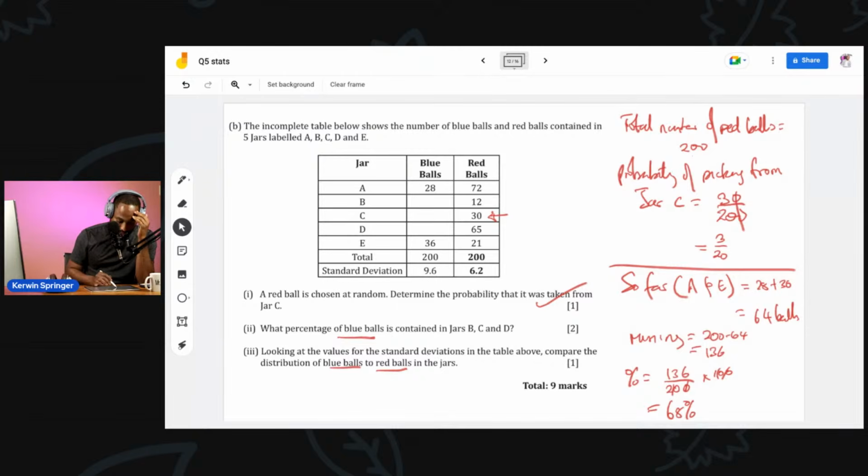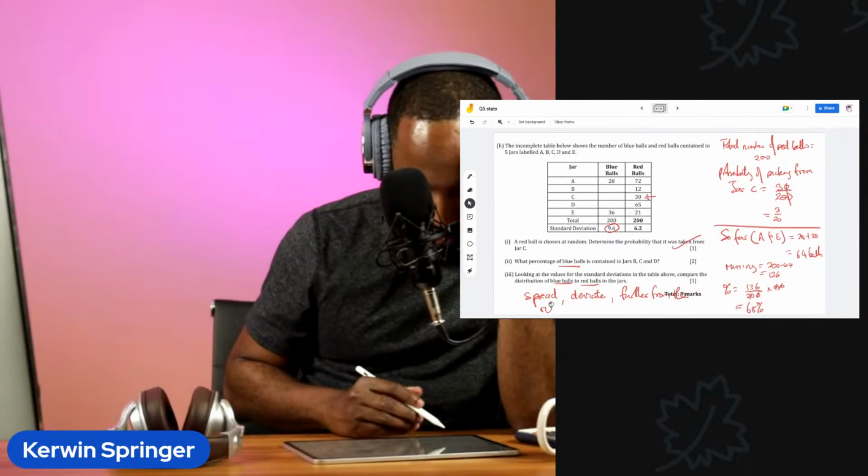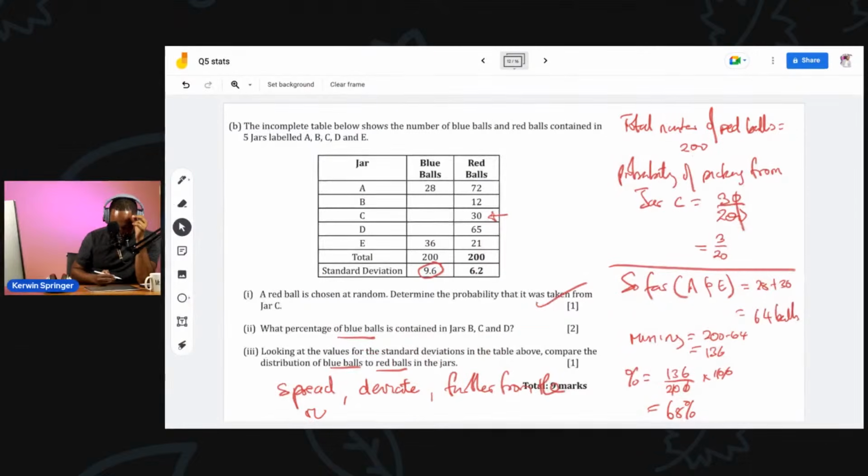You see, this one has the higher standard deviation. Here are the keywords you want to use. You want to use the word spread, and you want to use the word deviate, spread or deviate, and you want to talk about further from the mean. Once you start to talk about those things, you're good to go.